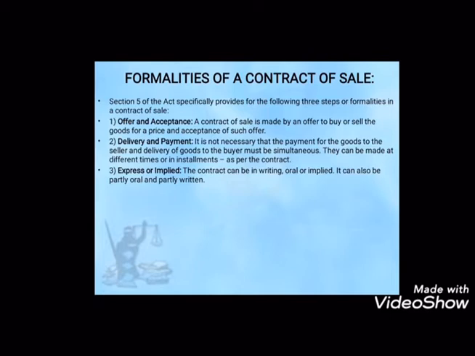Second is delivery and payment. It is not necessary that the payment for the goods to the seller and delivery of goods to the buyer must be simultaneous. They can be made at different times or in installments as per the contract. Third is expressed or implied. The contract can be in writing, oral or implied. It can also be partly oral and partly written.